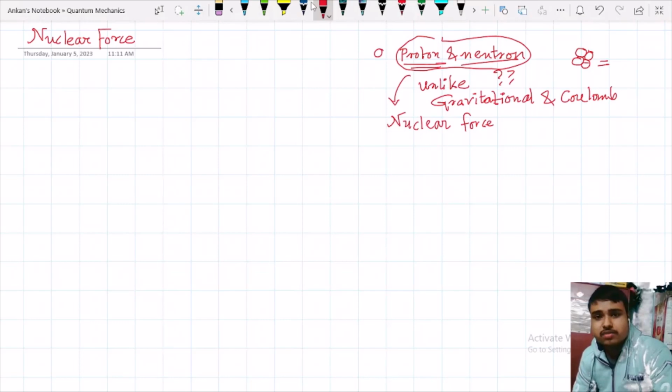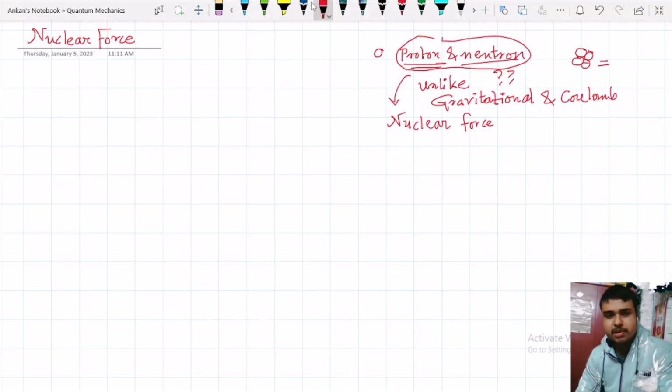Now the scientists were very eager to know the basic information about the nuclear force: how it originates, what is the range of the nuclear force. This was a very interesting topic. These were very interesting burning questions in those days.